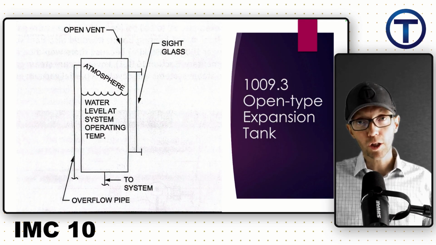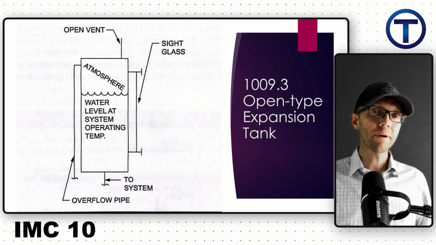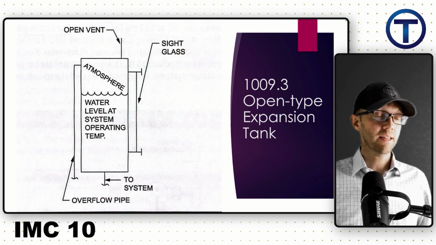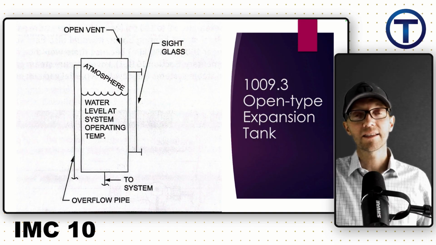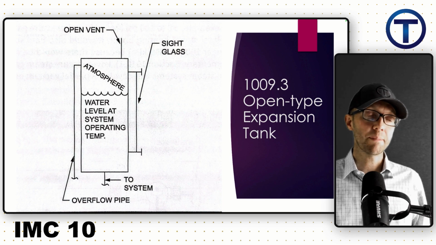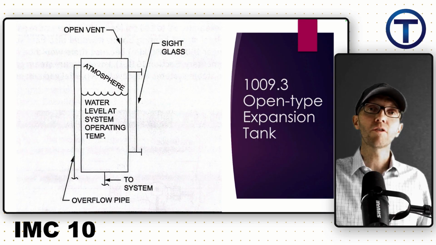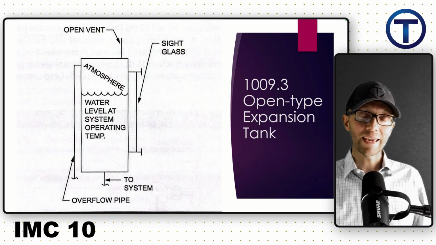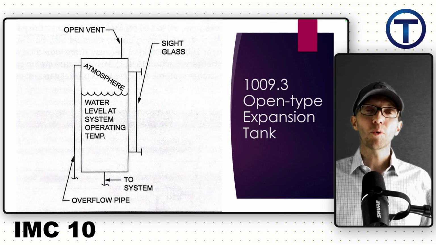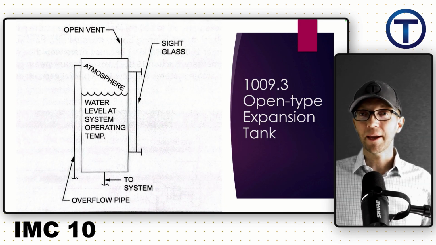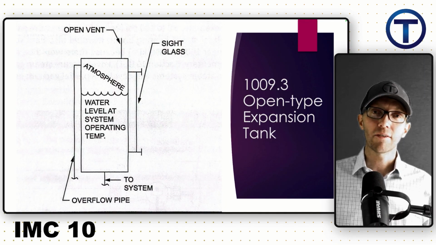The other two were closed or sealed in with the system. This one actually has an opening to the atmosphere, meaning water can push in and go out of this tank. Similarly, it has a sight glass on the side where you can see the water level and what's happening inside the tank, but the air is not compressing as much as it's just pushing out into open air, or being drawn back in. As the water goes down, air can flow back in. This is a really old method for handling thermal expansion, so we don't see many of these anymore, but they are addressed here in 1009.3.